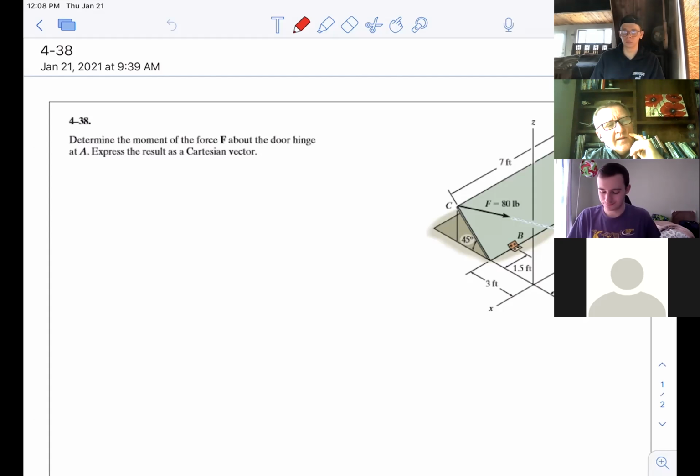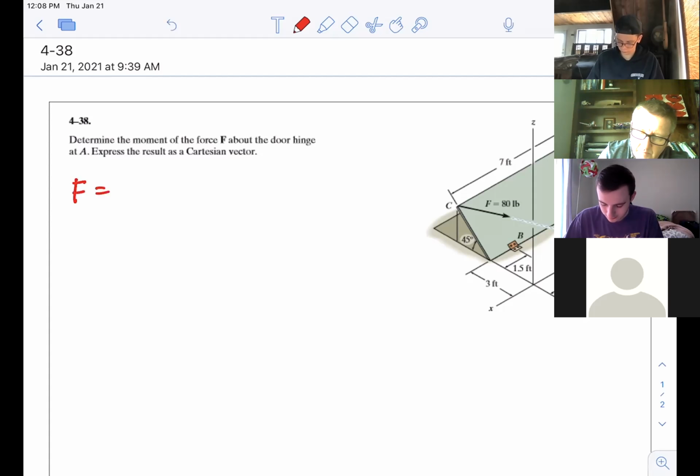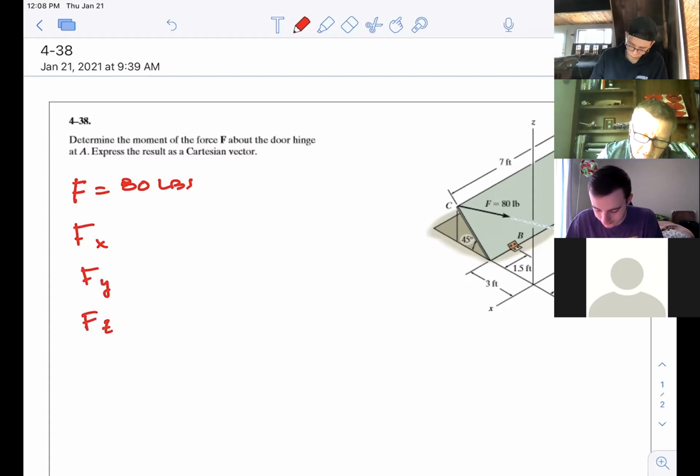I just want to know, if I give you a couple of minutes, can you set up the determinant for this? Notice they did not give you the forces this time. Bummer. They told you the force F is 80. They did not give you the components of that force. You've got to figure that out yourself now based on all the dimensions that are in this shape. So start with that. Force is 80 pounds, but I need force of X, force of Y, force of Z.